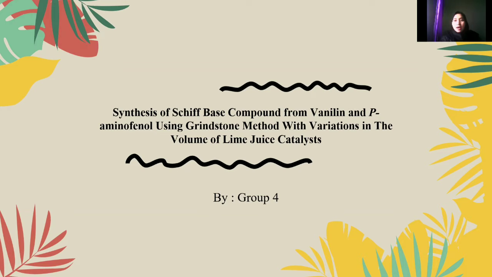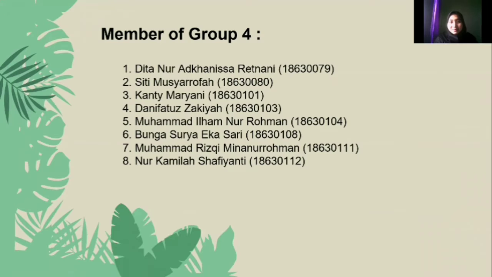Well, today we want to present about the synthesis of Schiff base compounds from vanillin and p-aminophenol using the green synthesis method, with variation in the volume of lime juice as catalyst. This is the members of Group 4. Next.